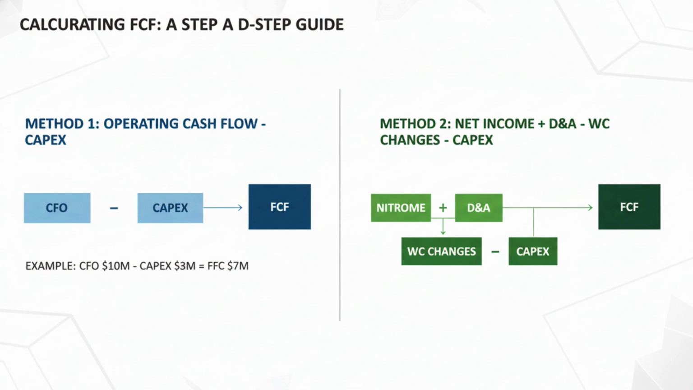A second method, often used when starting from the income statement, begins with net income. To this, you add back non-cash expenses like depreciation and amortization, then account for changes in working capital, and finally subtract capital expenditures. Both methods aim to arrive at the same crucial figure, providing flexibility based on the available financial statements. The key is to consistently apply the chosen method for accurate analysis.